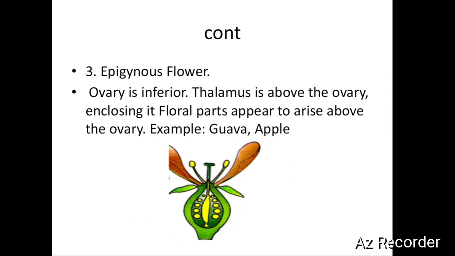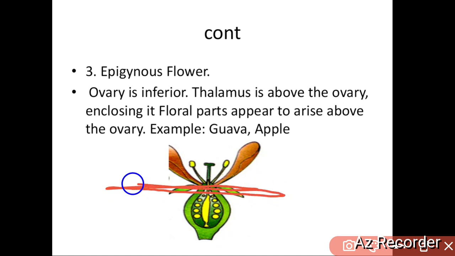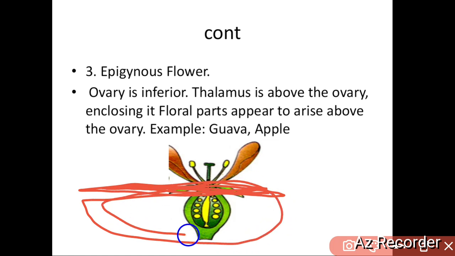Then we have epigynous flowers. In the epigynous flower the ovary is inferior. The thalamus is above the ovary, causing its floral parts to appear to arise above the ovary. So it's like the floral parts here that you can see are rising above the ovary, because the ovary is inferior. It appears to be below; the thalamus is above.